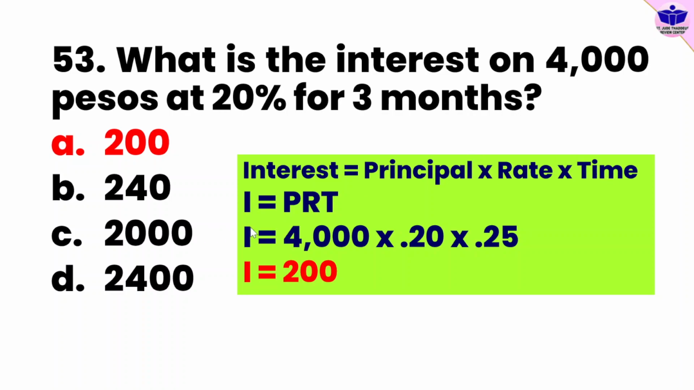So in symbols, I is equal to PRT. So principal amount of money 4,000, rate is 20%, is 0.20. 3 months in years, that's 3 divided by 12, that's 0.25. So multiply the 3 numbers, so we'll get 200.